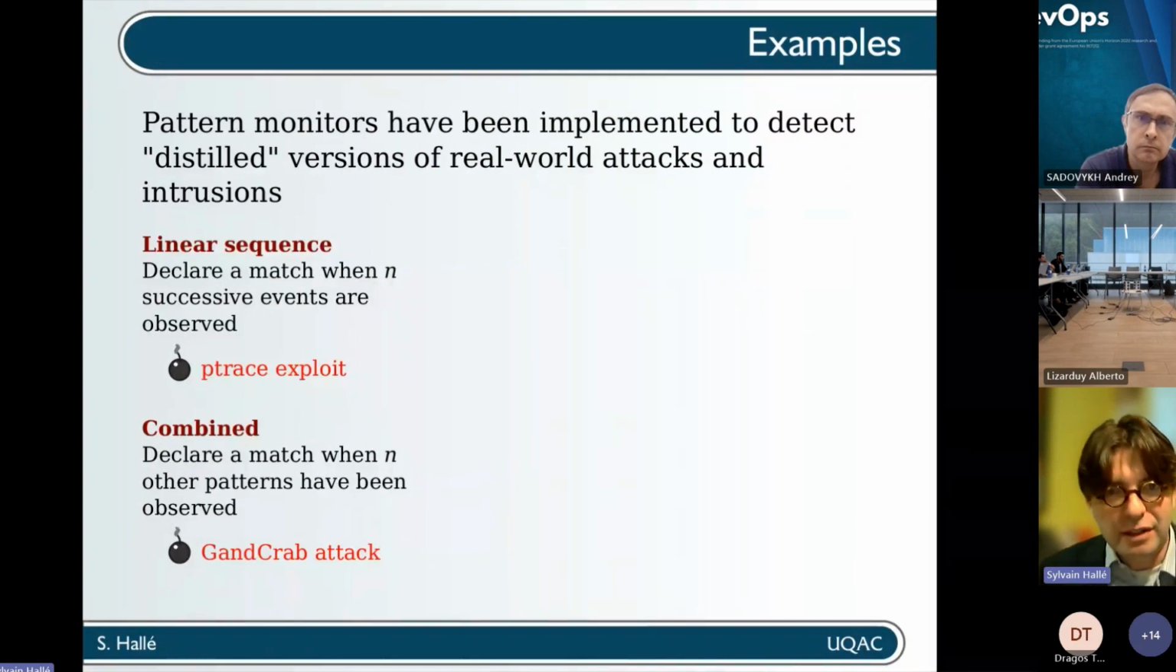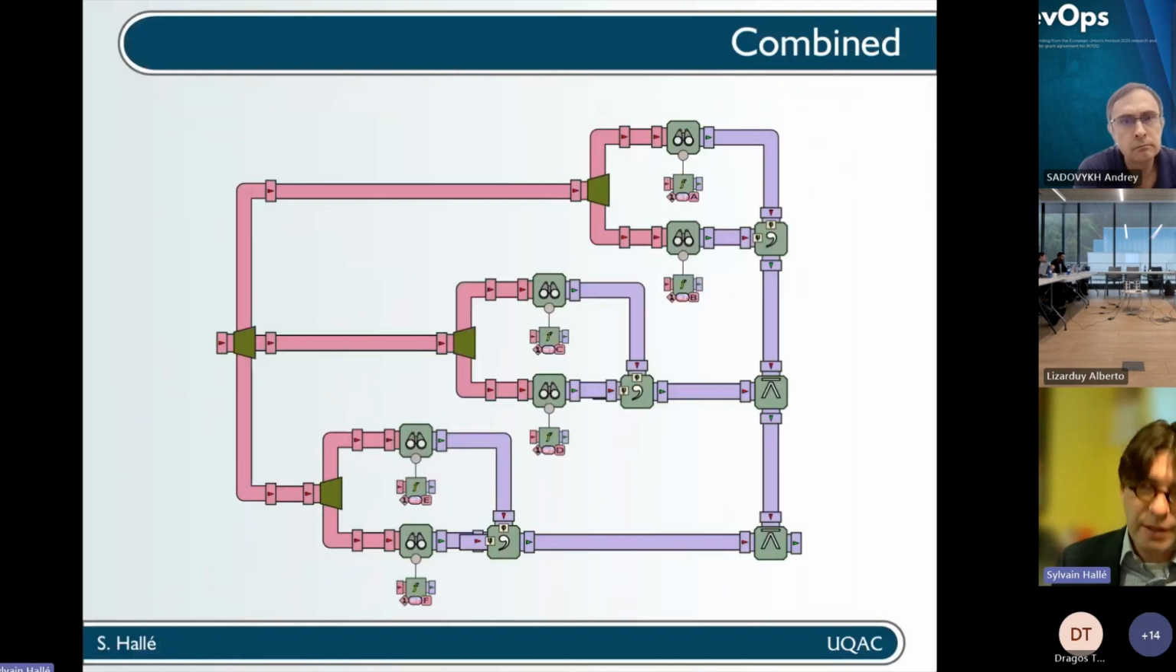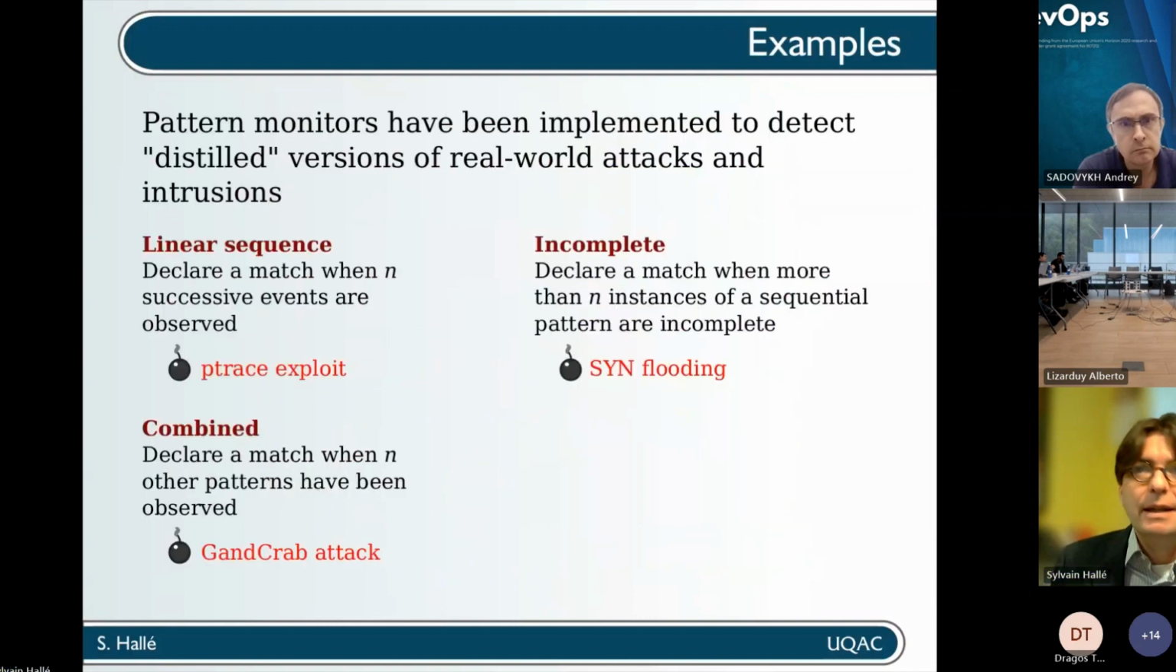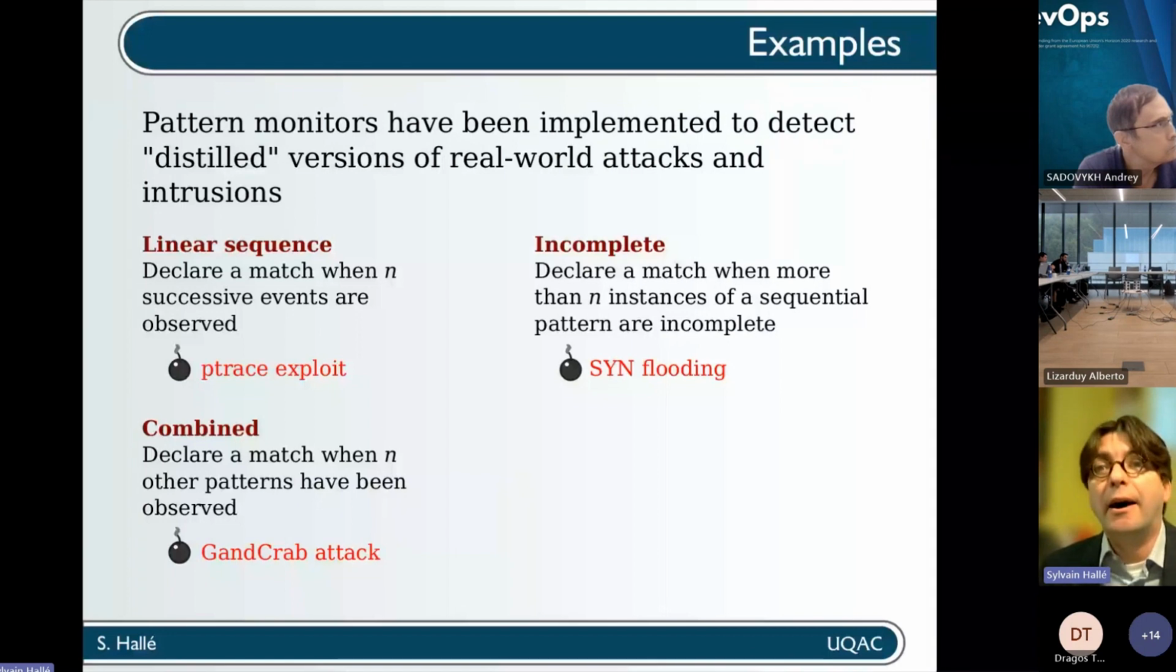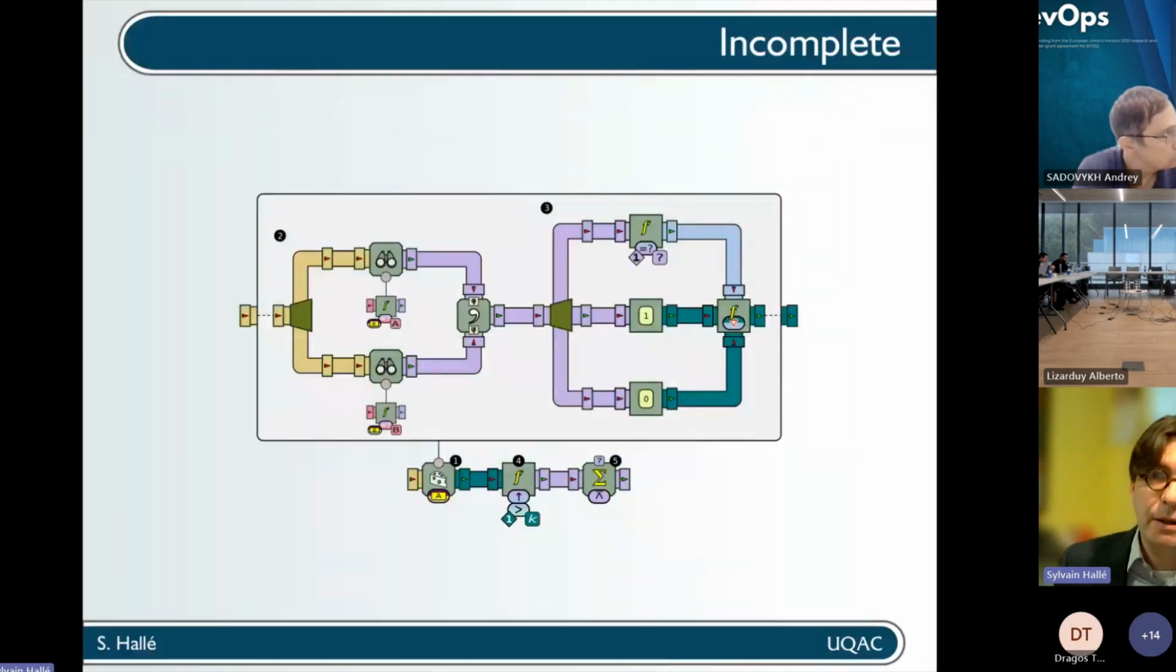Then we have combined, that declares a match when n other patterns have been observed. One example of that is the GAN crab attack, where the attack succeeds when multiple, independent patterns are observed at the same time. So this is, again, the monitor that observes this pattern. Then we have incomplete, where we declare a match when more than n instances of a sequential pattern are incomplete. One example of that is SYN flooding, where you start many TCP connections without going all the way to the end of the initialization of the connection. And so this is the monitor that observes this pattern.